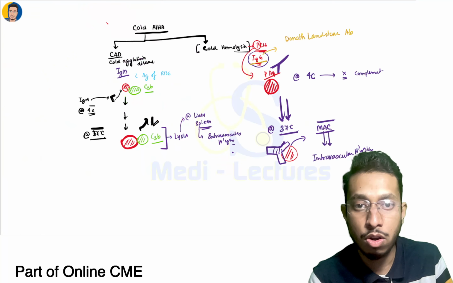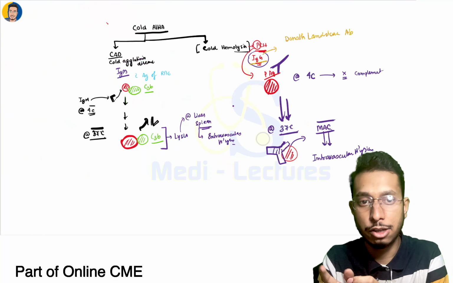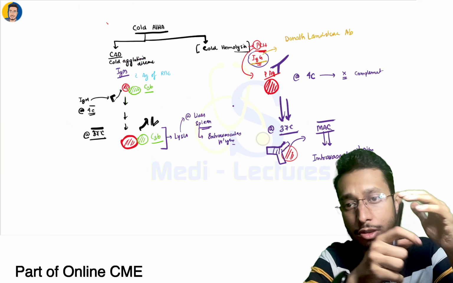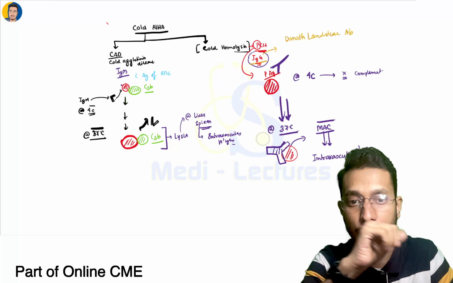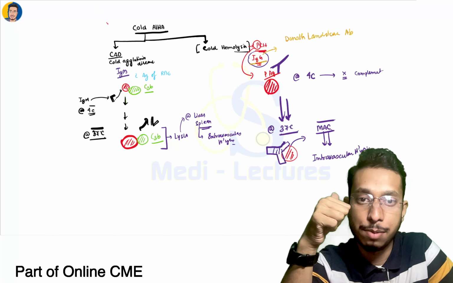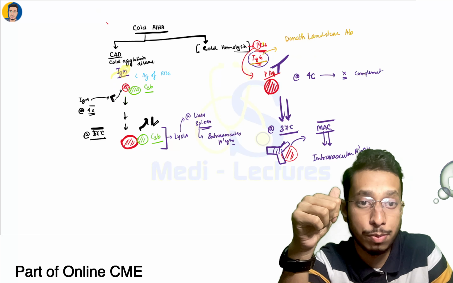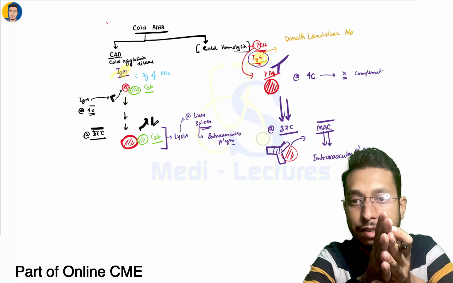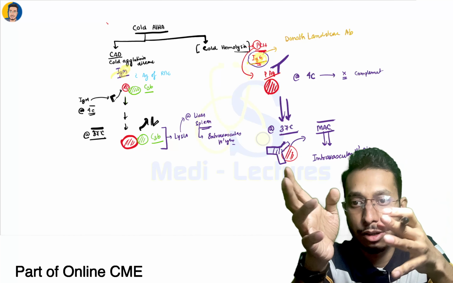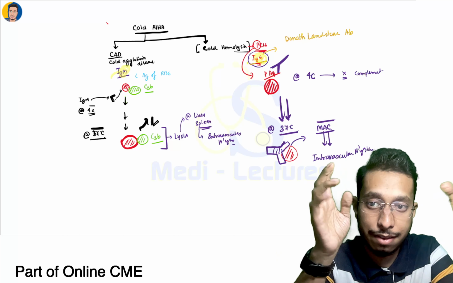Okay, so as you can see, cold autoimmune hemolytic anemia is mainly of two types: cold agglutinin disease or cold hemolysin disease, which is also known as paroxysmal cold hemoglobinuria. Now cold agglutinin disease is IgM mediated, whereas paroxysmal cold hemoglobinuria is IgG mediated. The difference here is based on the pathogenesis, at which temperature they bind and at which temperature they result in lysis.